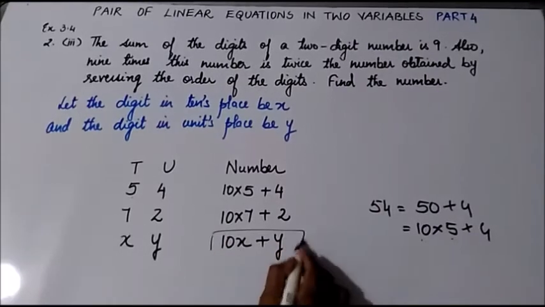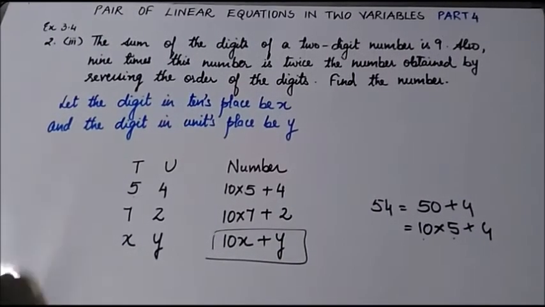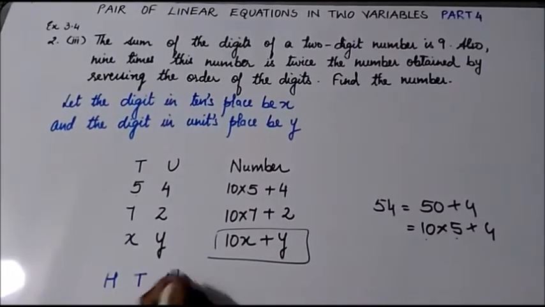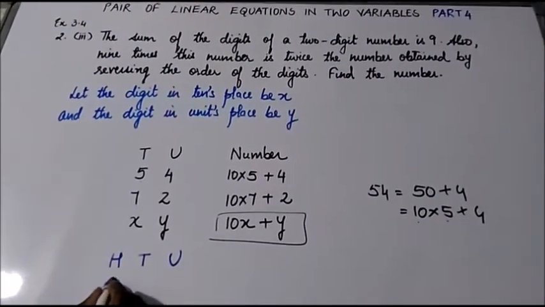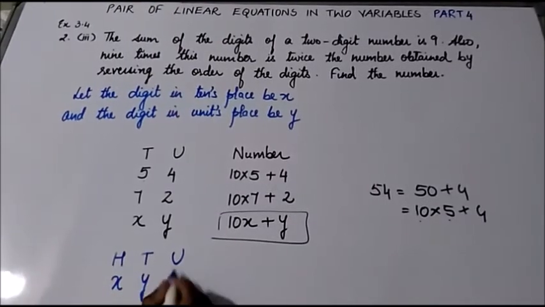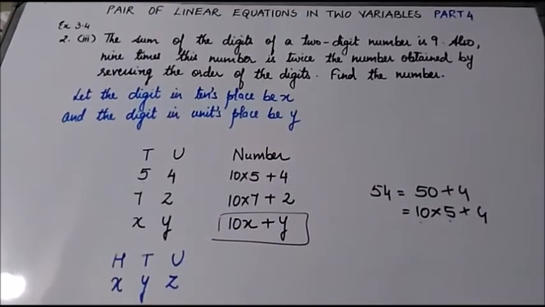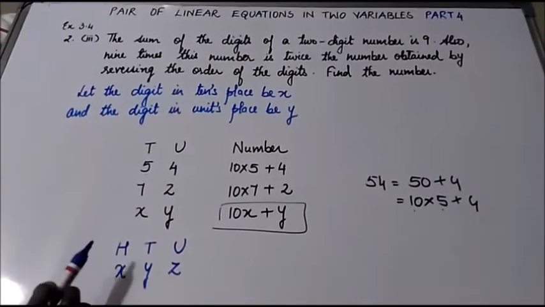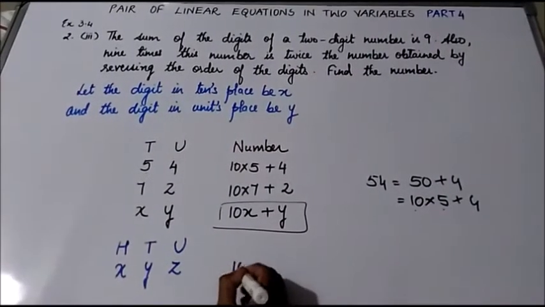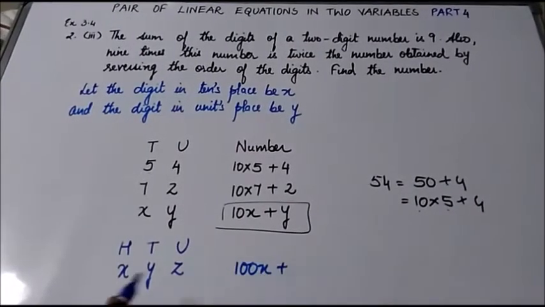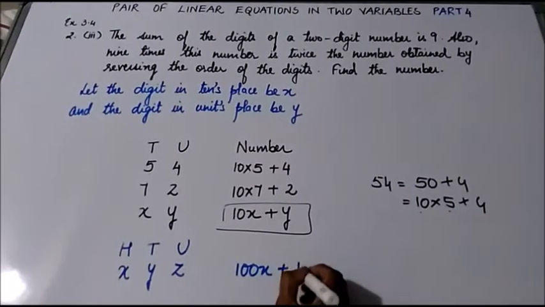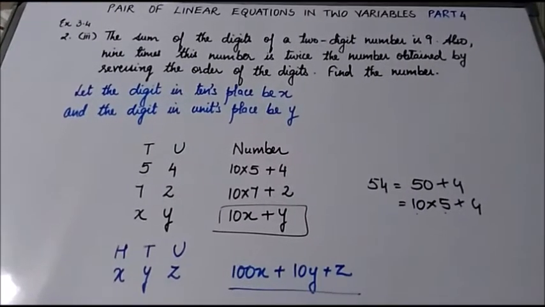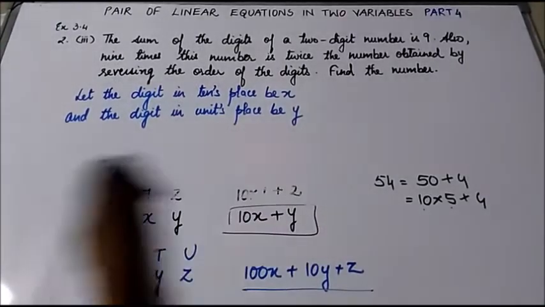This is our number. Let me explain it further. Suppose we have here hundreds place, tens place and units place. We take the digit in the hundreds place x, tens place y and in units place z. Now what will be the number here? In the expanded form, since x is the digit in the hundreds place, it is multiplied by 100, we will get here 100x plus y, the digit in the tens place, multiplied by 10, plus z. This is the 3-digit number. Now let's do the given sum.